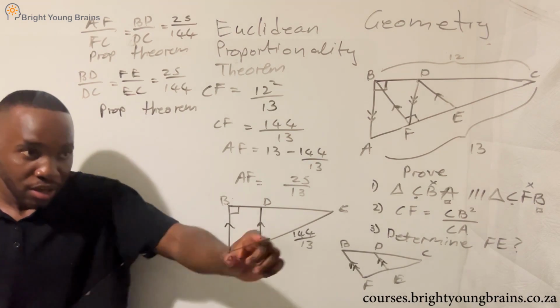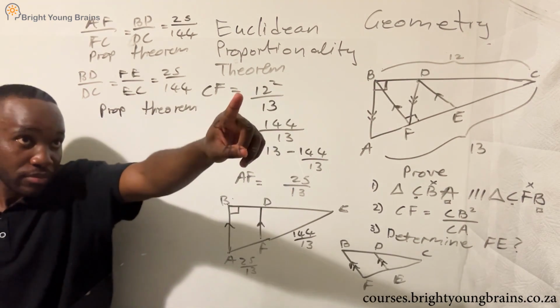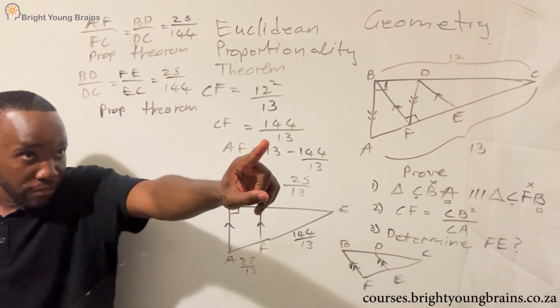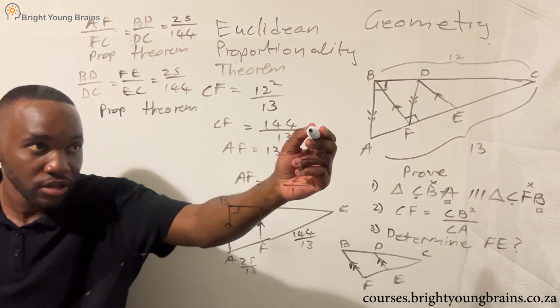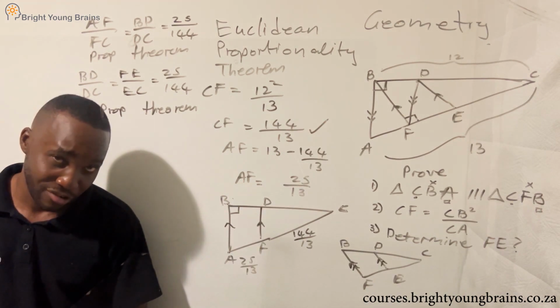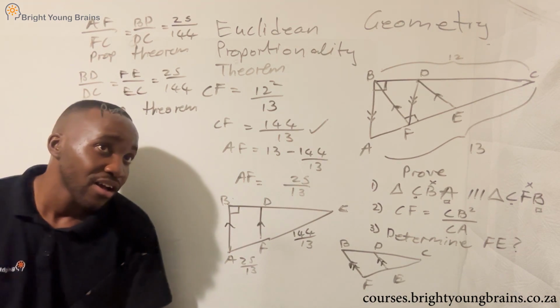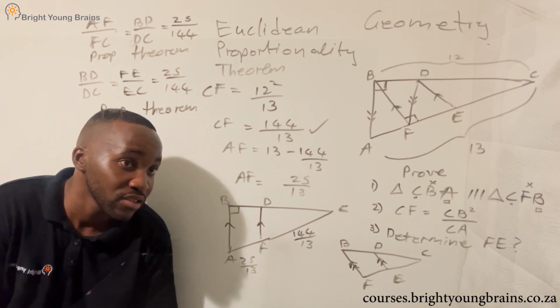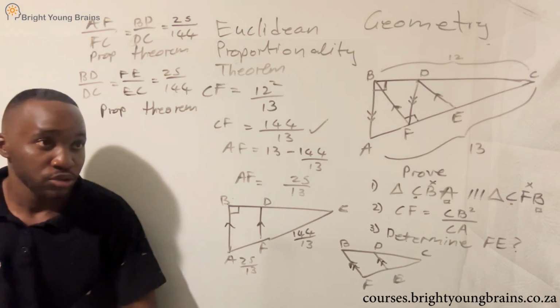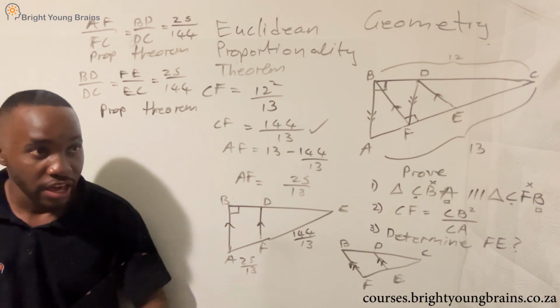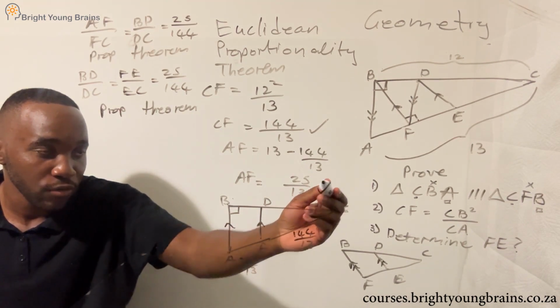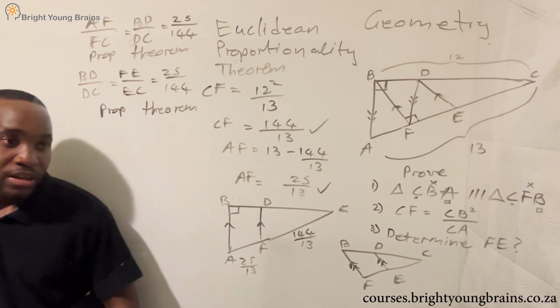So firstly, we have here CF, right? CF is 144 over 13. This is the actual length. And then from us having the actual length CF there, we were able to work out what AF is. AF, the actual length there, is 25 over 13.